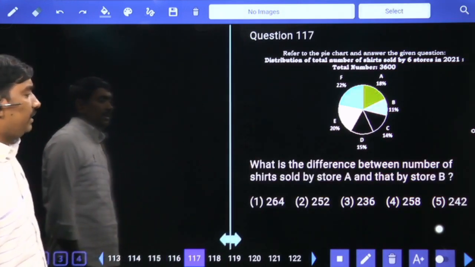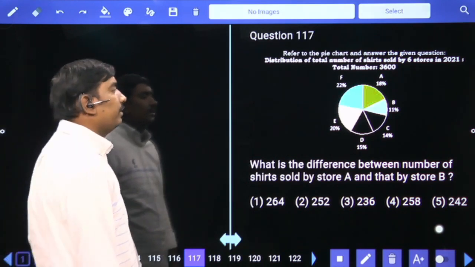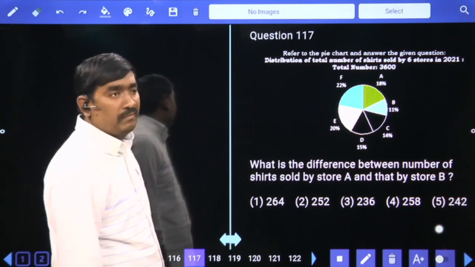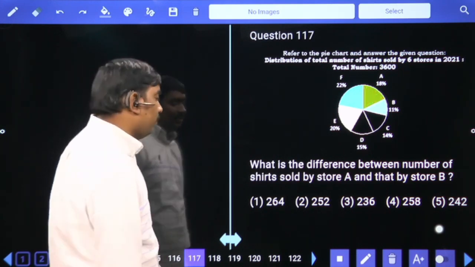Next. Difference between number of sets sold by store A and that of B. A 18, B 11, difference is 7%. 1% value 36, 7% value 252.